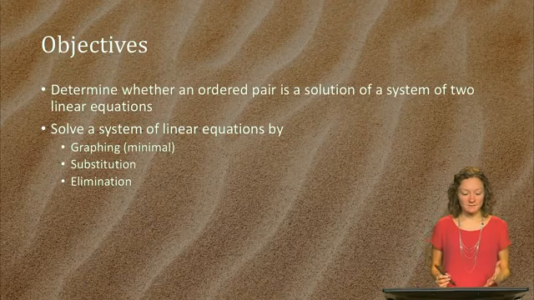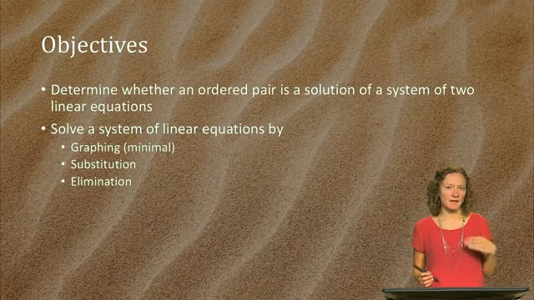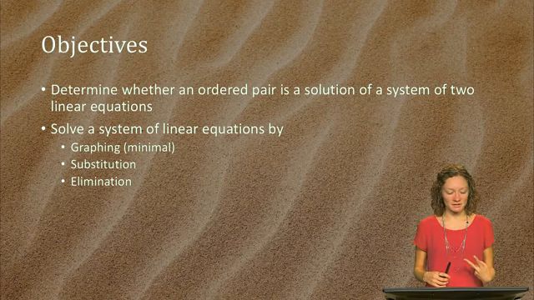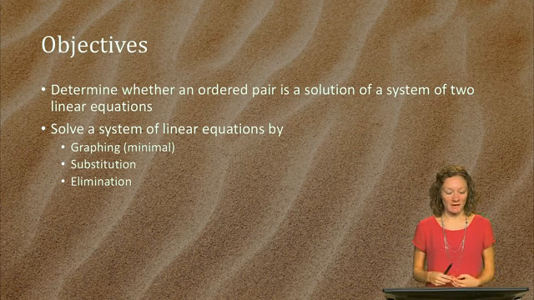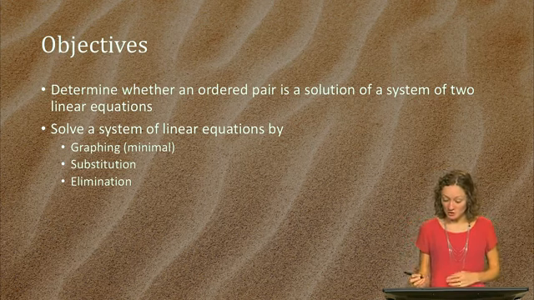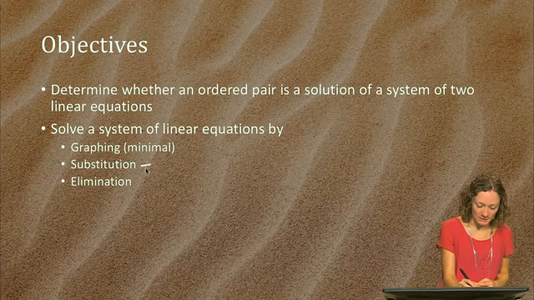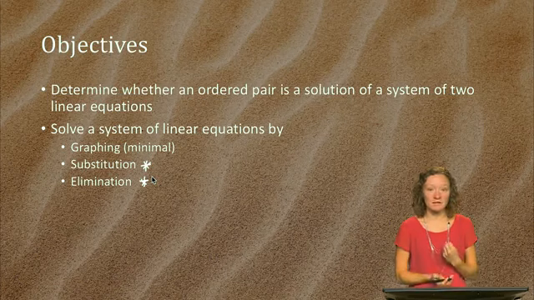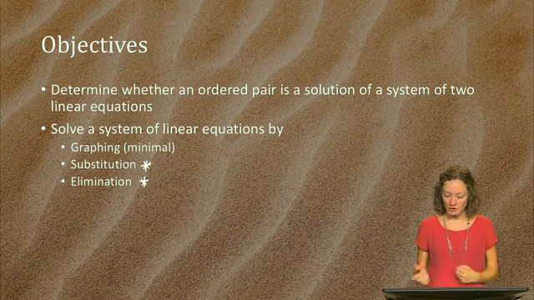So our objectives. The first one is kind of an introduction into really the other two objectives. First, determine whether an ordered pair is a solution of a system of two linear equations. And then also solving a system of linear equations using three methods: graphing, which we'll just touch on a tiny bit, and then using substitution and elimination. So these two, substitution, elimination, they are the meat and potatoes of this section. They're the majority of what we're going to discuss throughout.